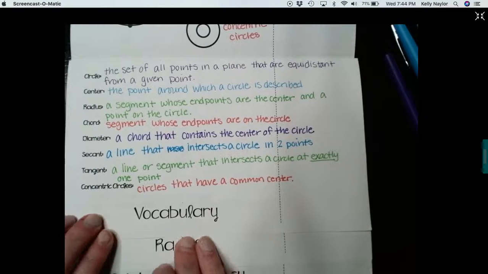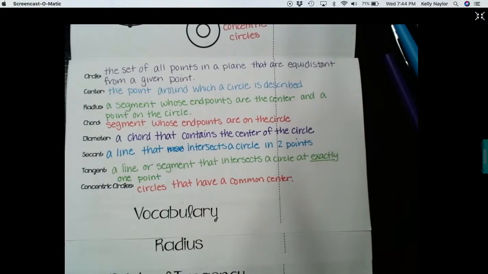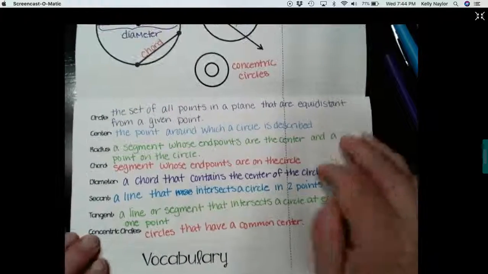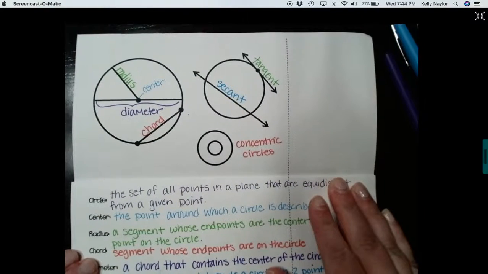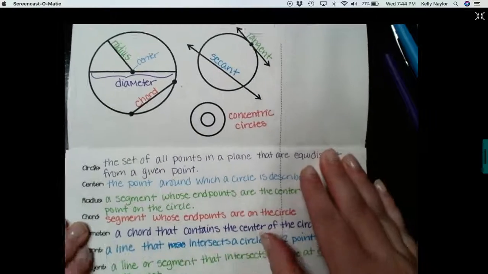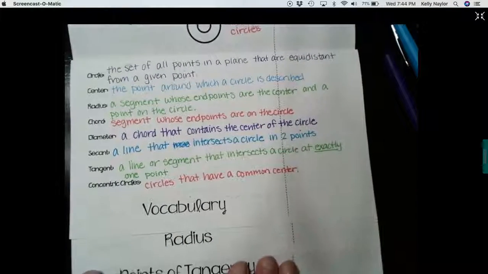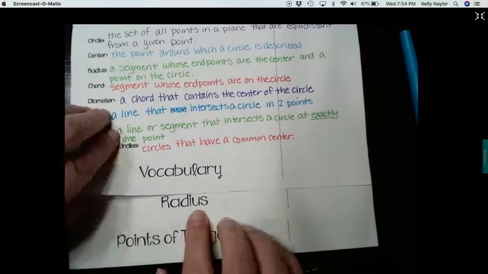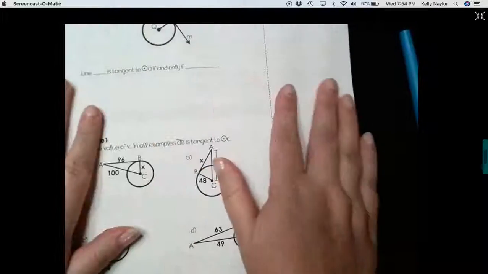So again, if you need to pause the video, go ahead and pause so you can get all of those definitions down. And I'll pull this down too a little bit. Again, make sure you have everything labeled correctly. And if you haven't done so yet for a radius, you're going to need a calculator. Okay, so now we're going to go ahead and flip up to radius.